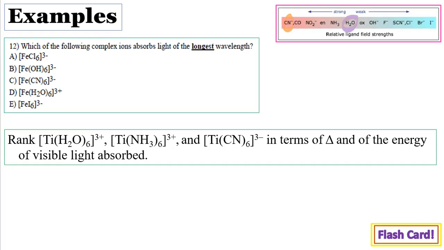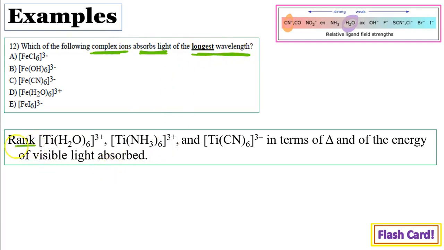Okay, so we have these two examples here. The first thing you always want to do is basically read the actual questions and start to point out any key terms to help us write notes about what we're doing. So I'm just reading this: which of the following complex ions, so I see complex ions, I want to pull that out. Absorbs light, that's something we just learned about. Longest wavelength, that's something we also learned about.